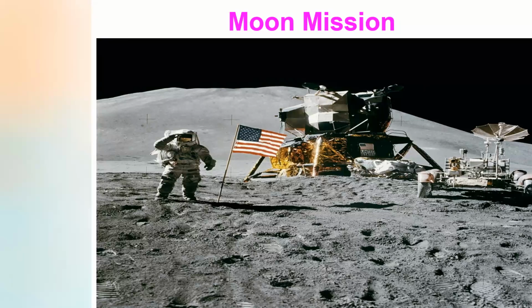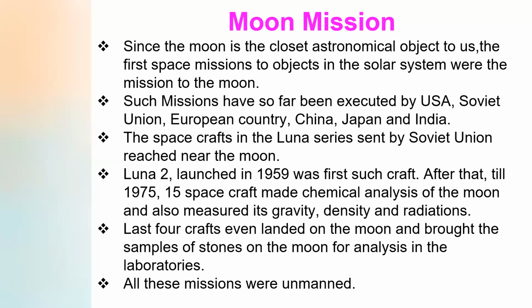So, see, students, we are going to see how this mission took place, who has done it, everything. See, since the moon is the closest astronomical object to us as compared to the other objects, the first space missions to an object in the solar system were missions to the moon. The first mission which took place beyond the Earth was what, students? It was a moon mission.